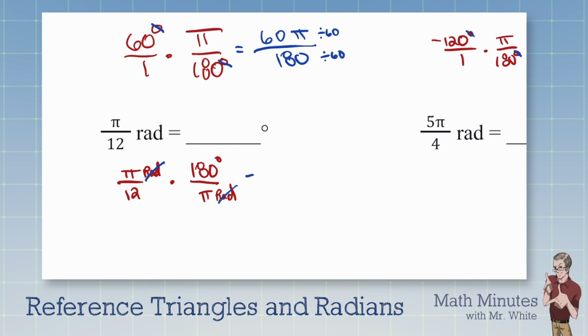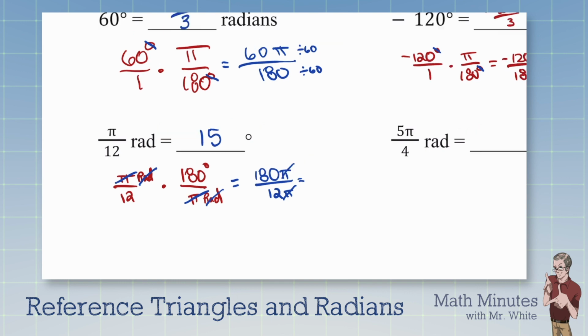And we get 180 pi over 12. Oh, I'm sorry, the pi's also cancel. So we have a pi on the top and the bottom, and they cancel. So 180 divided by 12. So 15 degrees is the answer. This probably isn't mental math for you. You know, you want to show a little bit of work so that you convert between the two.